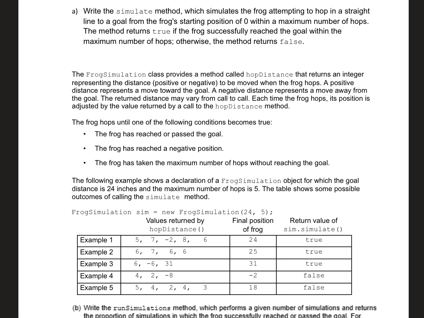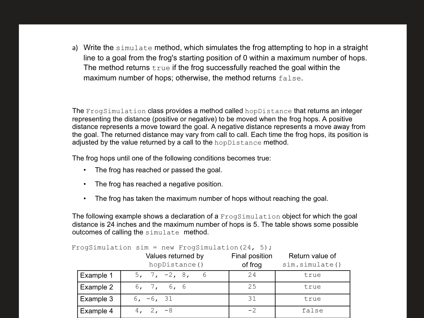So what happens in the first one is we have things that will make our frog stop. If our frog has reached the goal or passed the goal, he'll stop and return true. If the frog ever goes to a negative position, not a negative hop, but overall goes past the starting position in the wrong direction, then you're going to return false. And the last thing is he's only got so many hops that he's allowed to do.